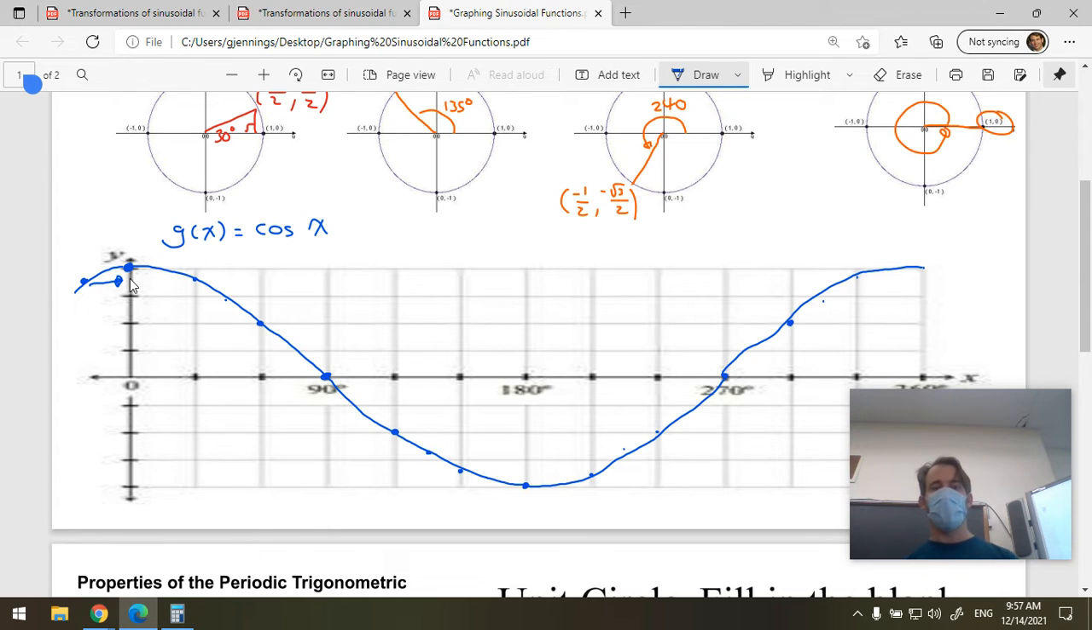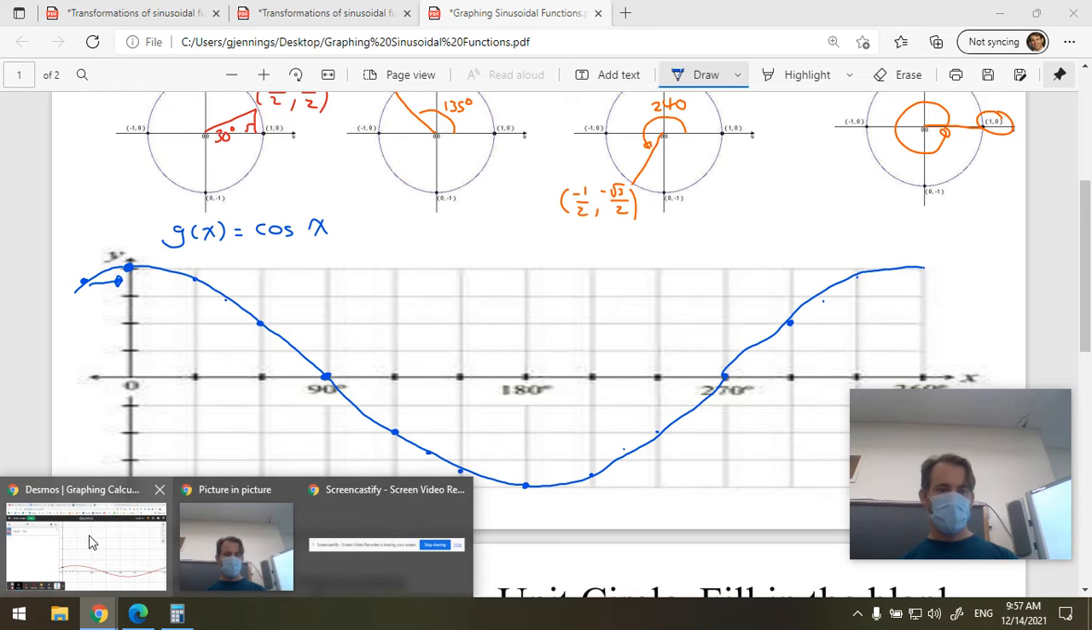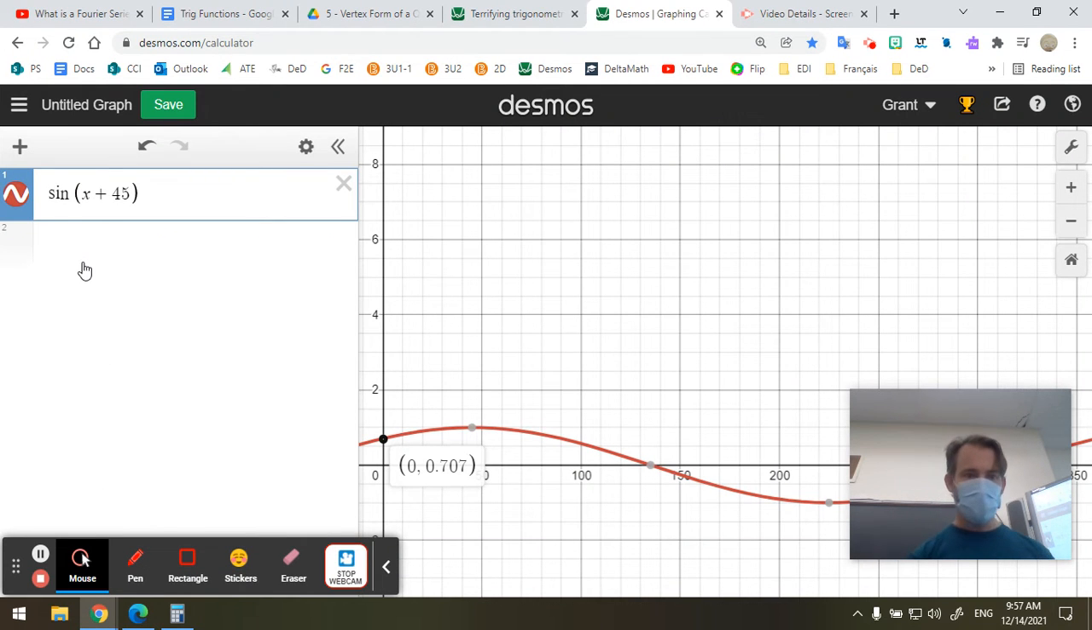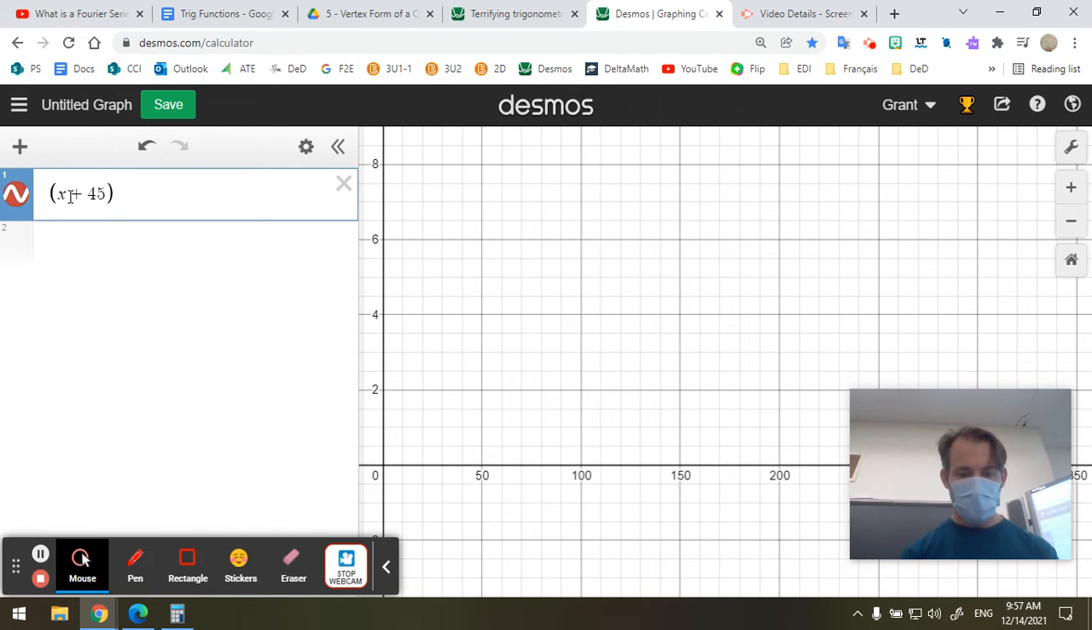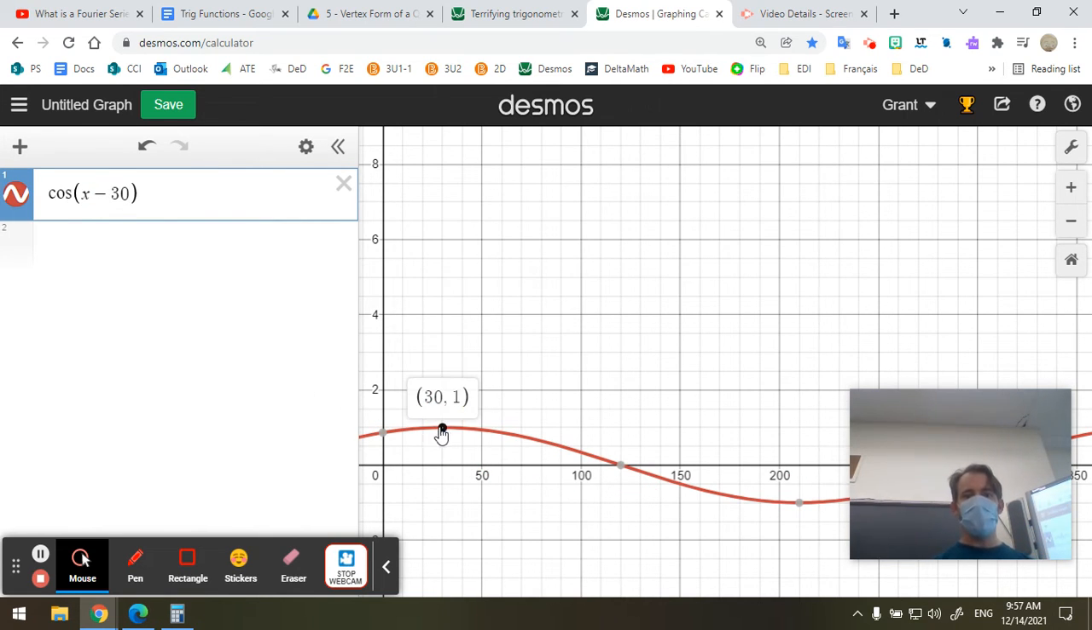So this will be root 3 over 2, because this point here for these angles here is root 3 over 2. So let's take a look at that. So now we're going to change this one to cosine of x minus 30 now. And there it is. See, this used to be the y-intercept, but it was moved 30 points that way. And now the new one is 0.866. That's root 3 over 2. So there it is. So that's how our phase shift works.